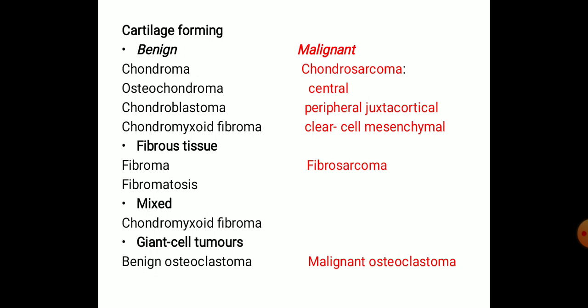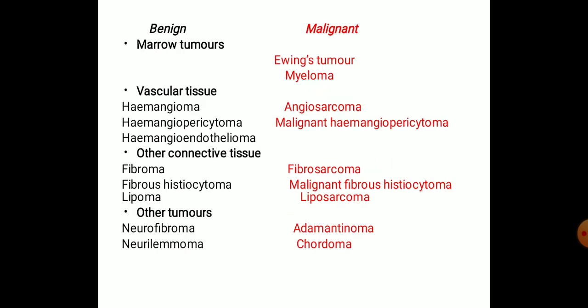Next we have giant cell tumors. In that, benign osteoclastoma and malignant osteoclastoma. Next one is bone marrow tumors. Basically, the common bone marrow tumors which we can find are the Ewing's tumor and myeloma. Unfortunately, both of these bone marrow tumors come under malignant. Either because of the huge vascular supply to the bone marrow, with all those factors, both the Ewing's tumor and the myeloma come under malignant ones.